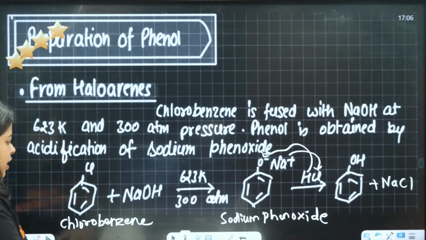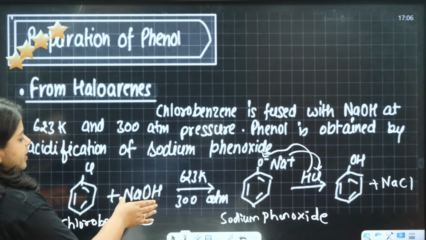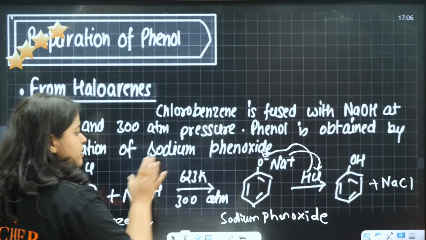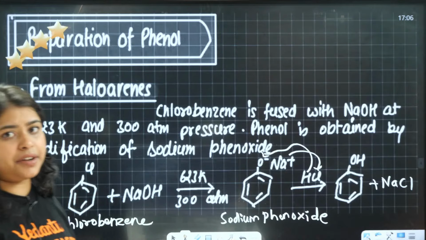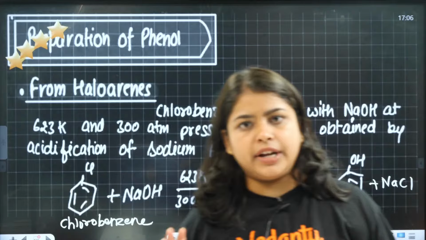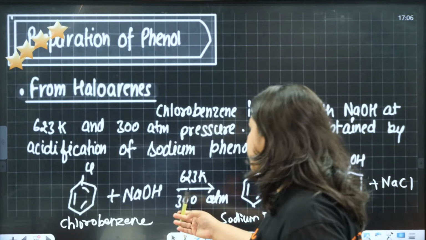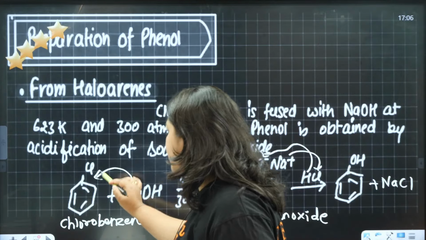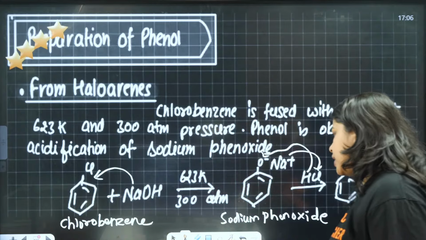Chlorobenzene we have taken. We are reacting it with NaOH in the presence of 623 Kelvin and 300 atm pressure. We are going to get sodium phenoxide. Clear? So it means what? The sodium is going to go and attach to this.